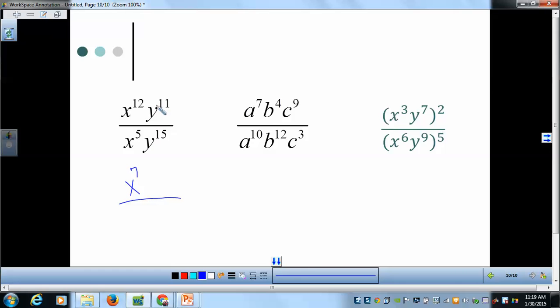I have 11 in the numerator, 15 in the denominator. So I have more in the denominator, so that's where my result's going to be. Then I have 4 more. So my final answer is x to the 7th over y to the 4th.